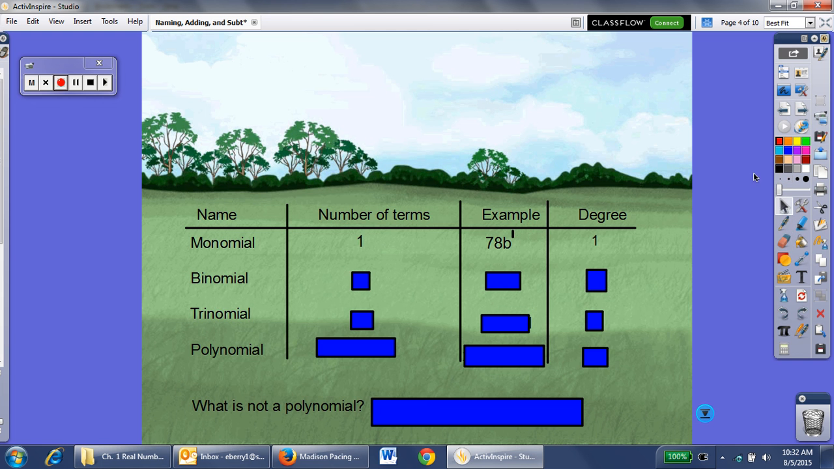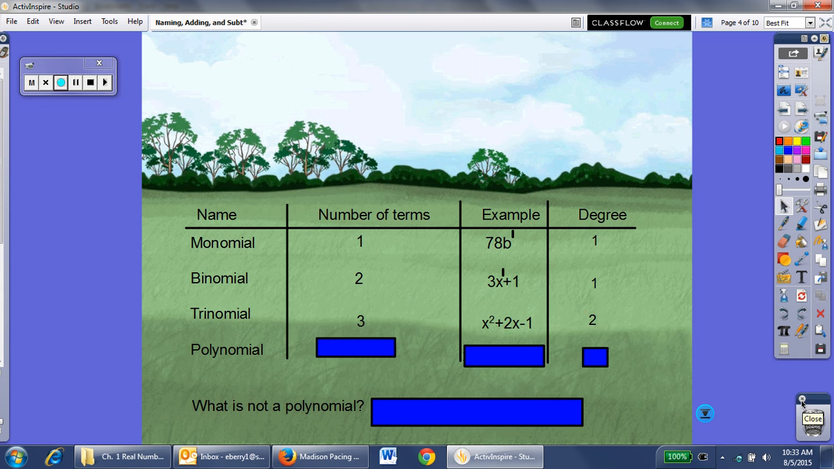A binomial has 2 terms. An example would be 3x plus 1. Notice that the plus sign separates the 2 terms here. And the degree, so looking at the variable x, its degree, or its exponent, is a 1. So it also has a degree of 1. Trinomial, this means there are 3 terms. So an example could be something like this, x squared plus 2x minus 1. The degree, so look at the exponent with the highest number, x squared, so the degree would be 2.